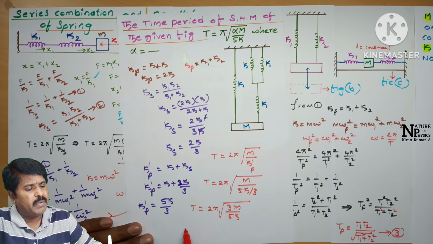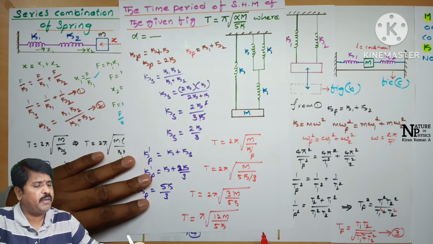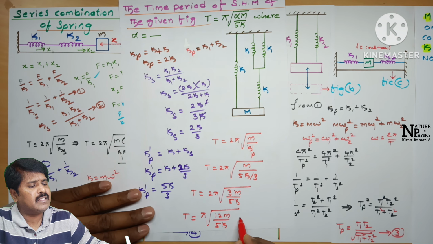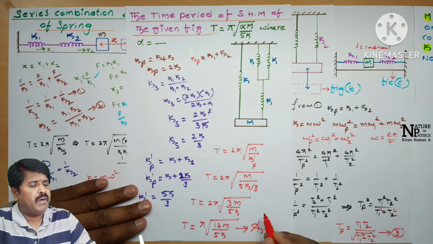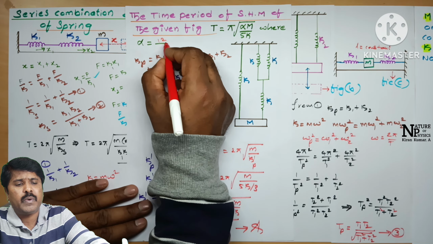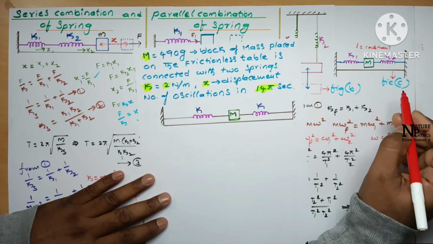So 2 is multiplied into the square root, so that T is equal to π into √(2² × 3m/5k), that is 4 into 3 is 12m divided by 5k. 12m divided by 5k is the answer for the given question, student. So according to this question, the alpha value is equal to 12. Hope you understood. Another problem.